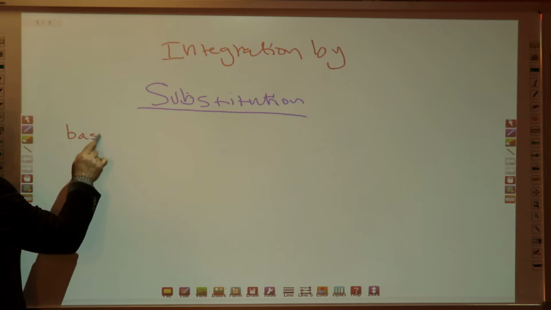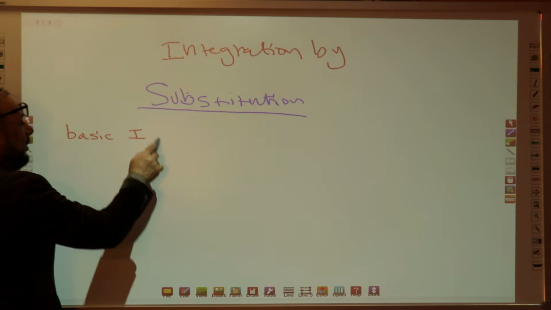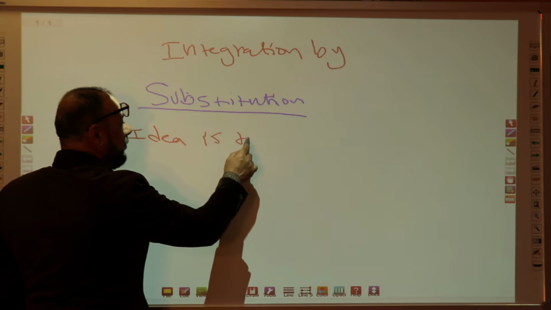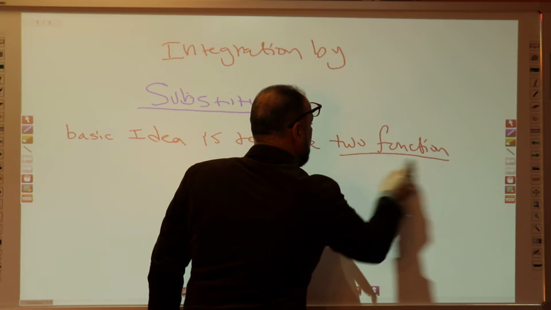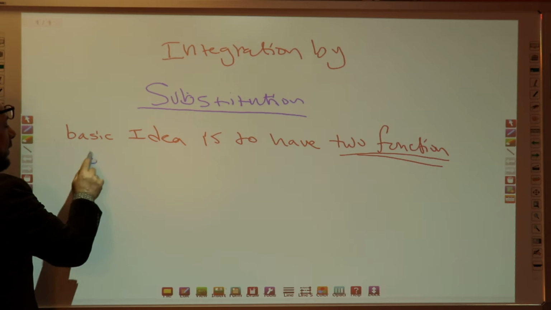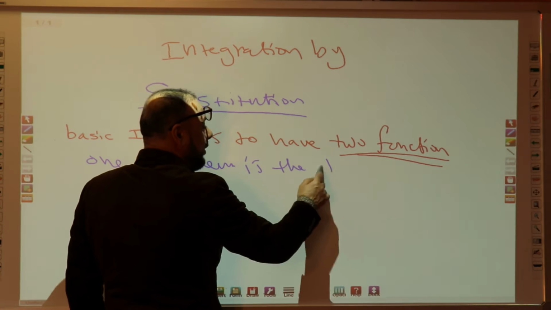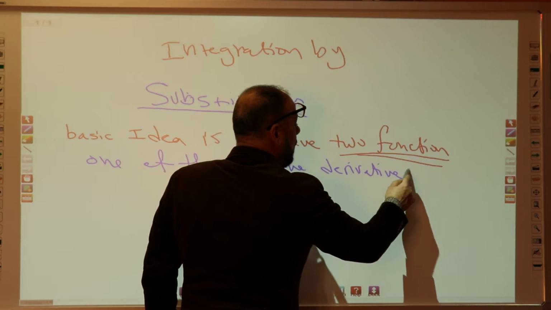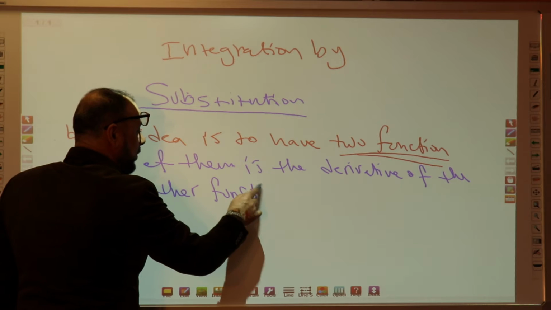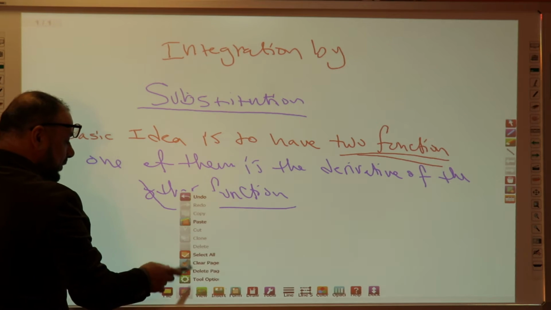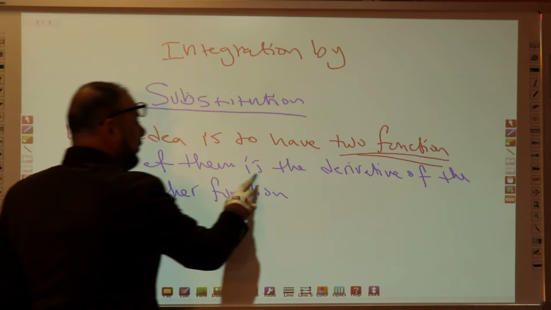The basic idea in this technique is to have two functions, one of them is the derivative of the other. This is the basic idea. One of them is the derivative of the other.